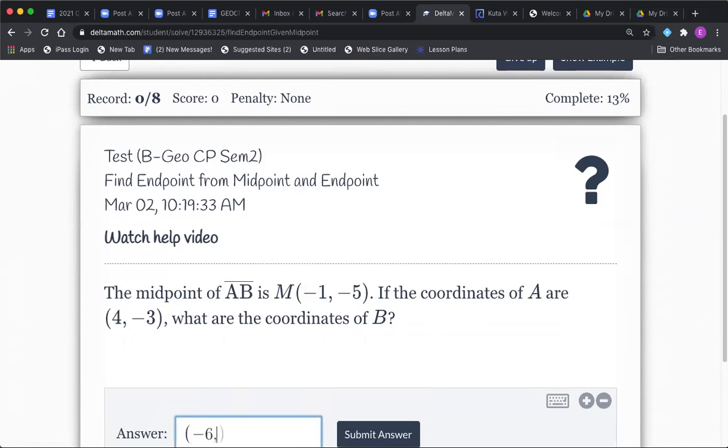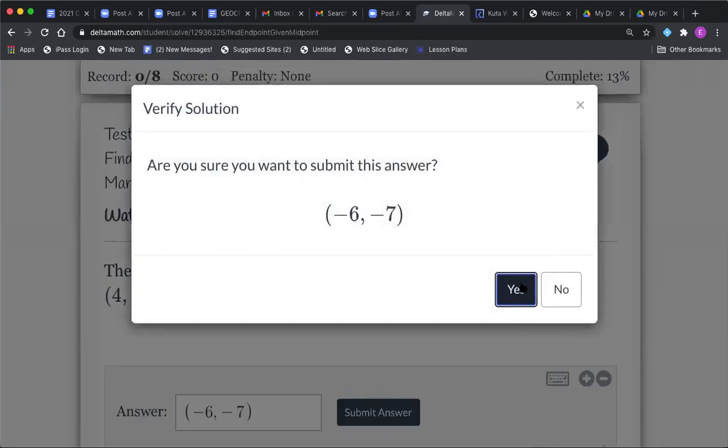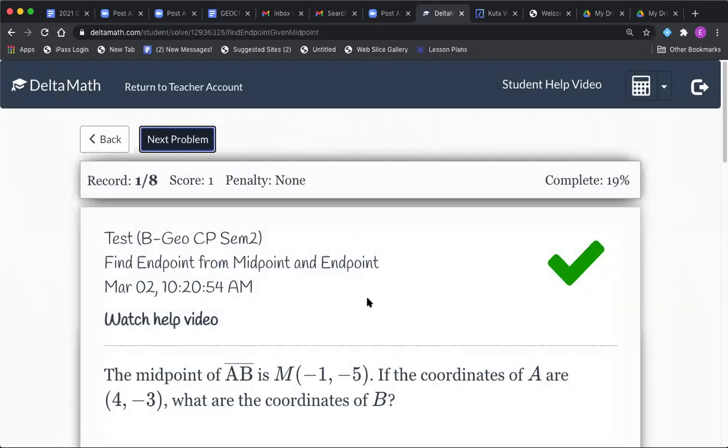Then I do the same thing with the y's. Let's see. I was at -3 and I got down to -5. So I subtracted 2. Guess what? I need to subtract 2 more then. So I'm going to land at -7. There's my answer. Yes. I'll do one more.